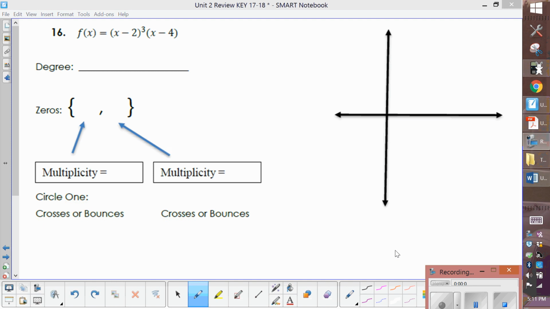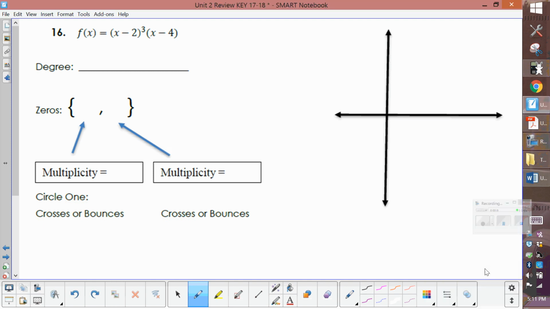Okay, last question on the Unit 2 review, question number 16. This is another one that I'm going to do without a calculator. If I were to expand it out, I would get x minus 2 times x minus 2 times x minus 2, which occurs 3 times. And then I have this x minus 4, which occurs once.